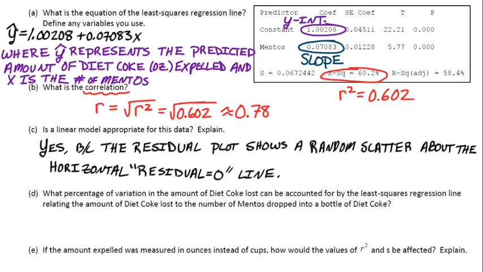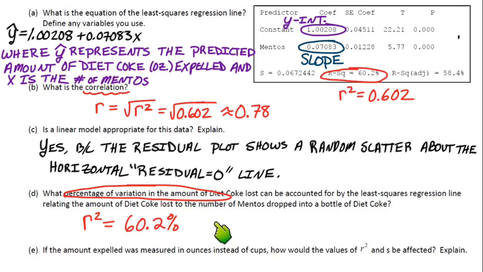Okay, so what about part D here? It says, what percentage of variation in the amount of Diet Coke lost can be accounted for by the least squares regression line relating the amount of Diet Coke lost to the number of Mentos dropped into a bottle of Diet Coke? So that's a really long question just to ask you about what R squared is, right? The coefficient of determination. What's R squared? So when you see a question that says, what percentage of variation, and then it gives you the context, that's referring to R squared. So as a percentage, we can say R squared is 60.2%.